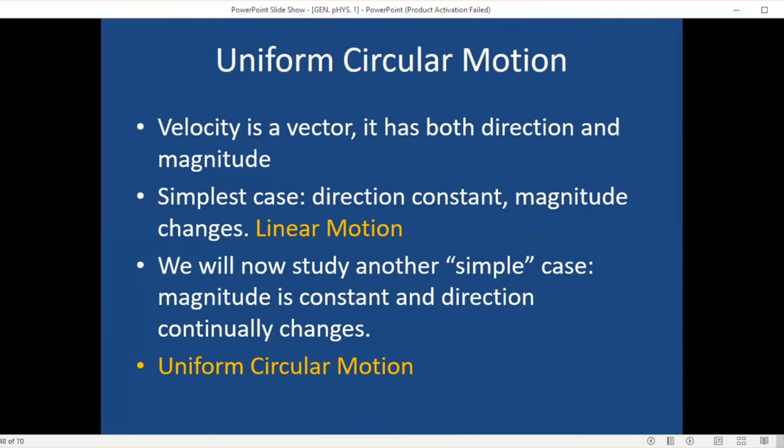So, take a look at this circle. Let's have a circle. When an object moves here, at this point, the direction is going here. And here, the direction is going here. And here, the direction is going here. And here, the direction is going here. So even here, the direction is going up here. But the magnitude will probably be constant, only the direction continually changes. And that is uniform circular motion.